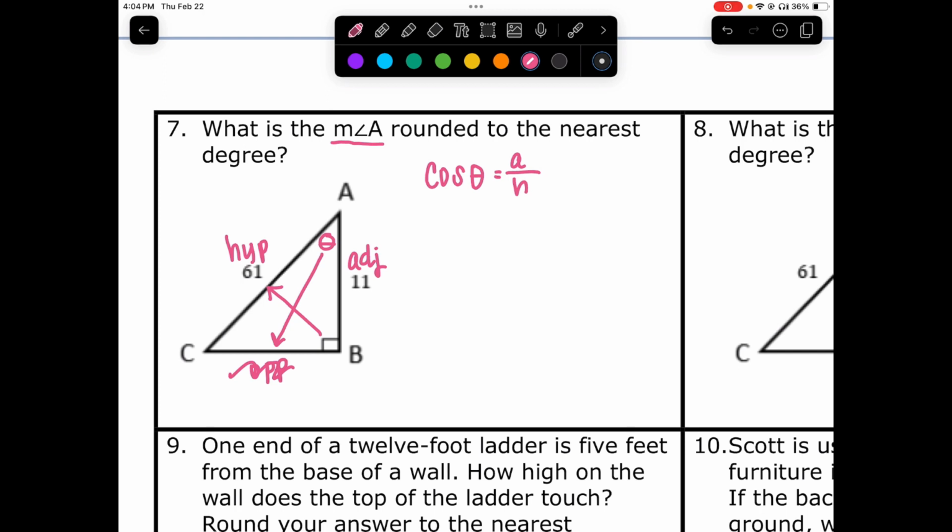Cosine, adjacent, hypotenuse, tangent. Sorry, I like the song. I know y'all don't like the song.